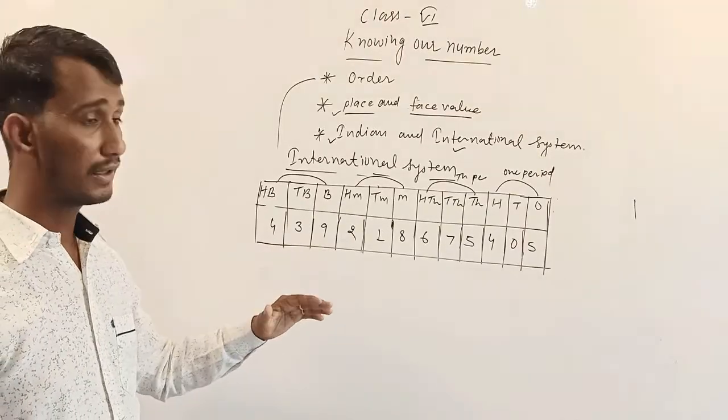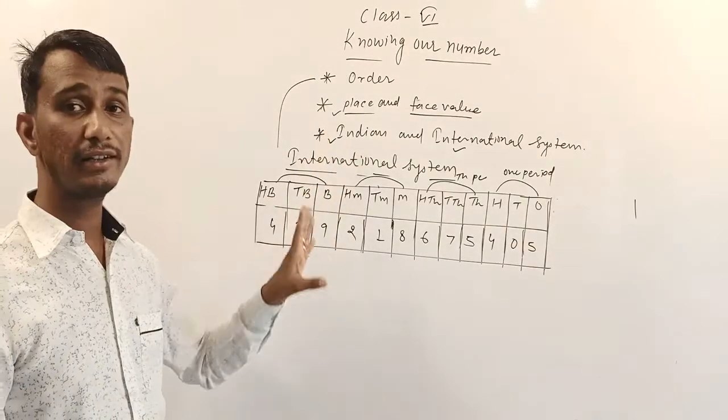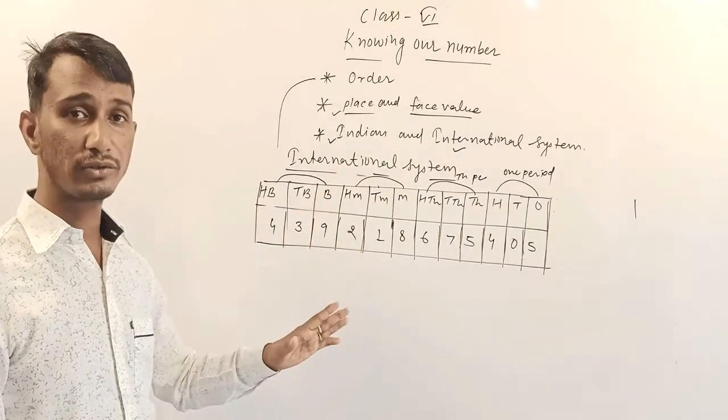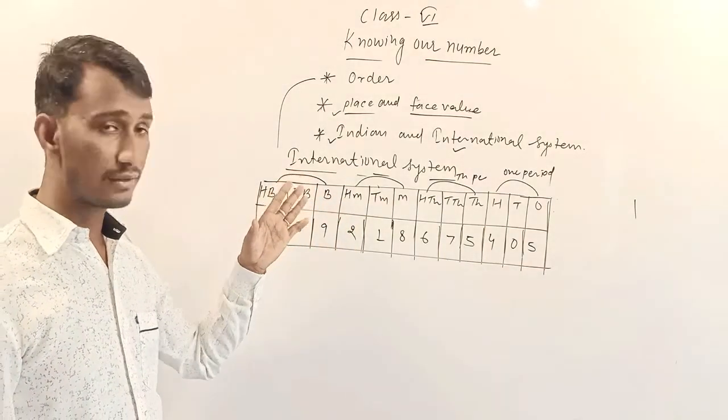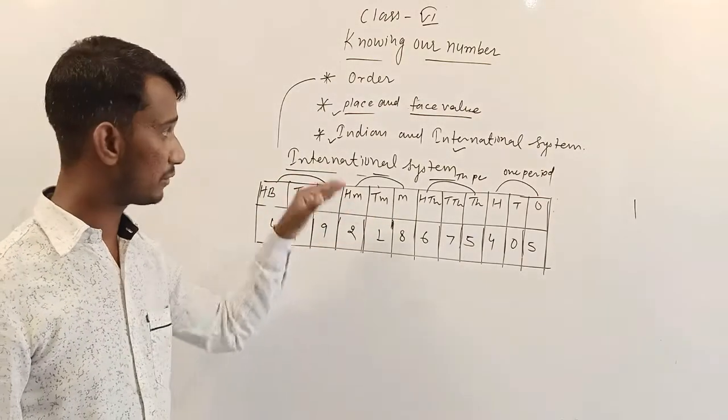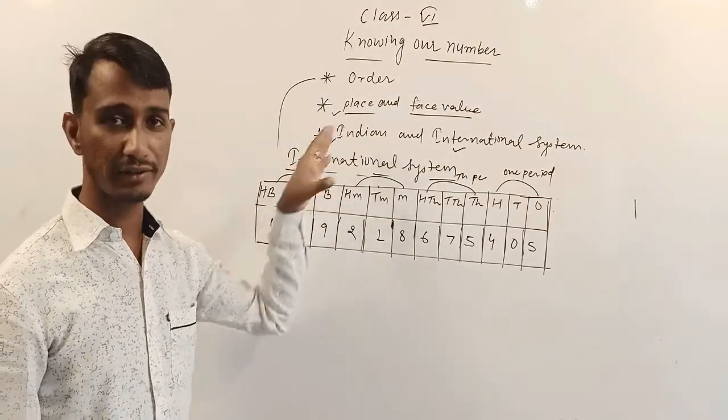Using commas, the place value chart helps us with reading and writing numbers. It also helps us recognize in which system the numbers are written, the international system or the Indian system.